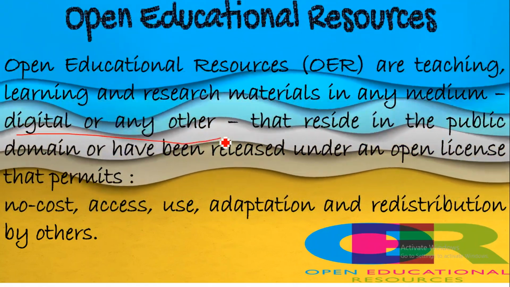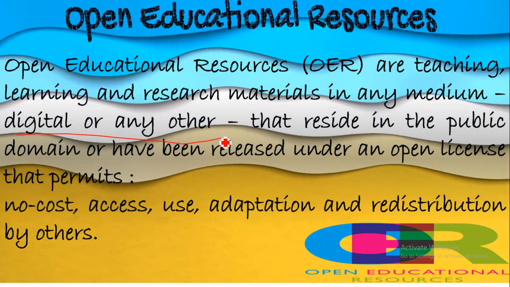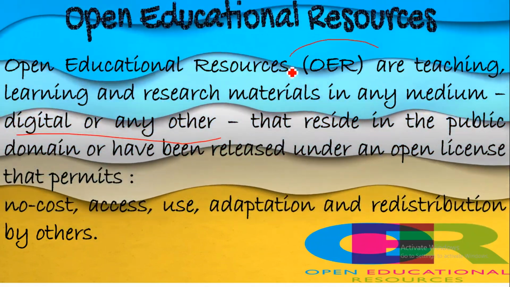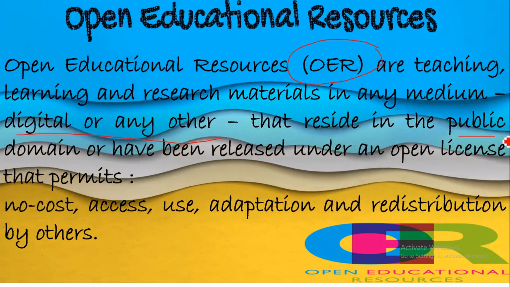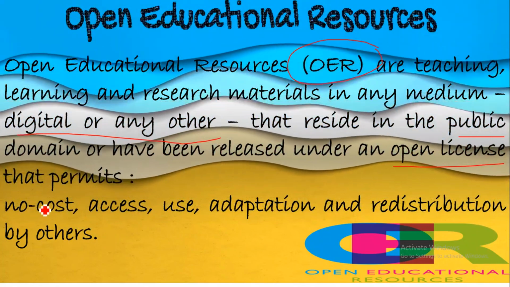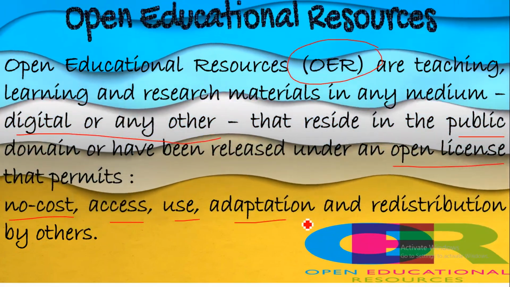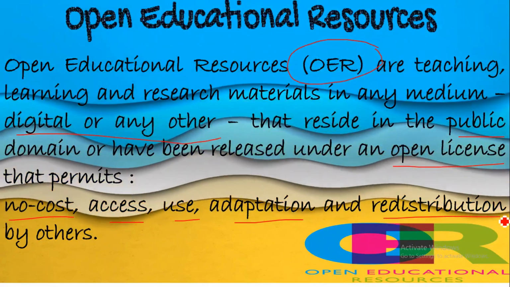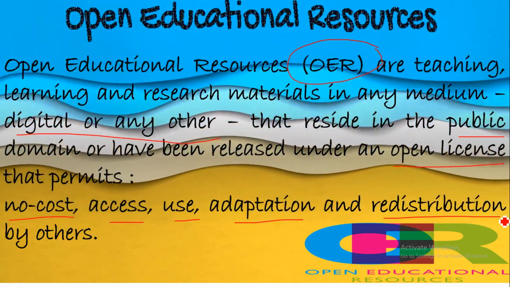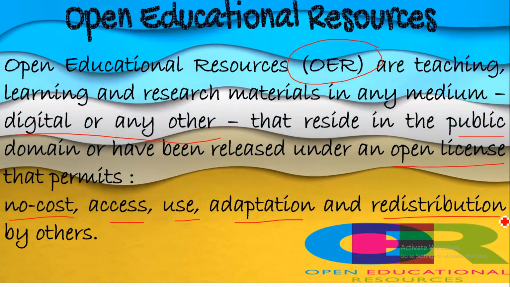So we have already learned about the three types of online content, that is copyright, public domain and Creative Commons. So open educational resources, when we talk about OER, fall under the public domain and have been released under an open license, which permits you to have no cost on that. You can access them, you can use them, you can adapt them, and you can redistribute them by anyone else. So they are providing us with the option of having no cost. You can use it anytime, so access is always there. You can use it, you can adapt it and you can redistribute it.